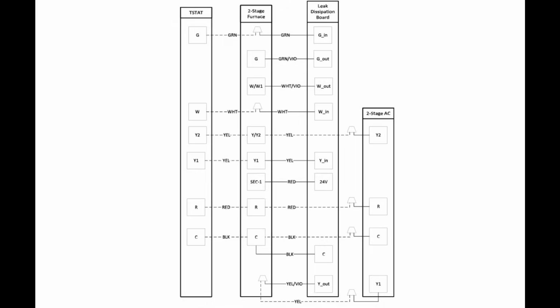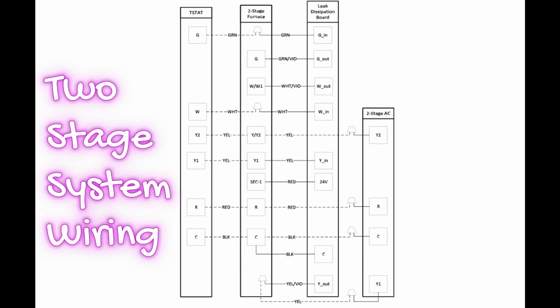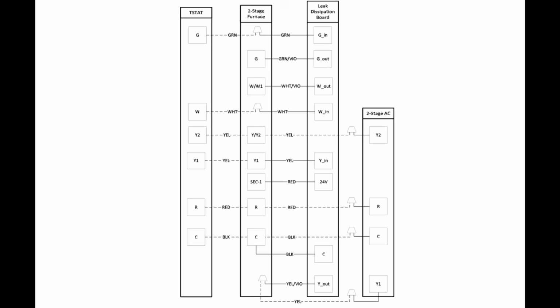One more thing to cover here before we finish up is that in a two-stage system, so second stage cooling Y2, second stage heating W2, that does not have to go through the leak dissipation control board. We wire those directly to the terminals in the furnace or air handler control board like we always have. And the reason for this is because if we're controlling first stage cooling or heating, we're also controlling second stage. So if we lose first stage cooling, we're also going to lose second stage cooling. If we lose first stage heating, we're going to lose second stage heating. So there's no need to run all those wires through the dissipation control board. We could just do all that through the first stages.